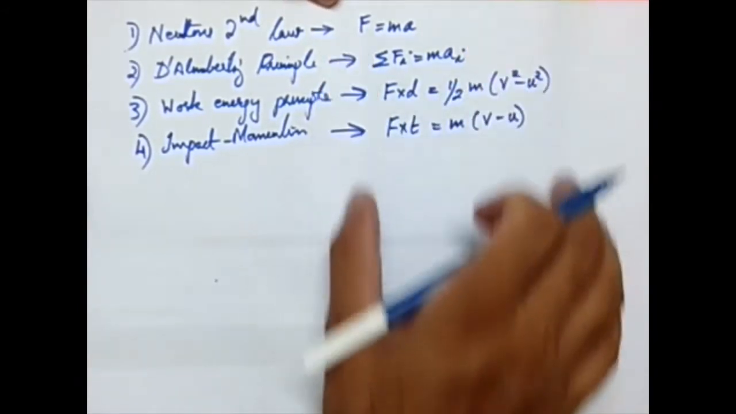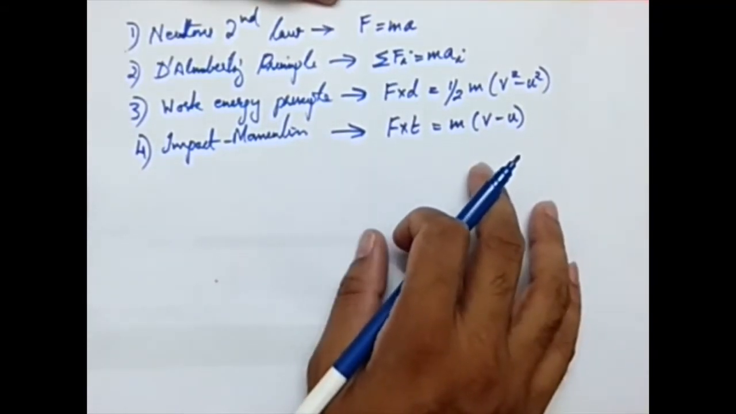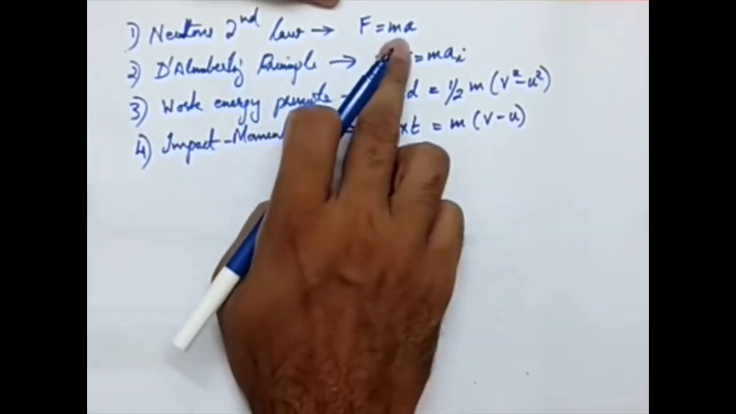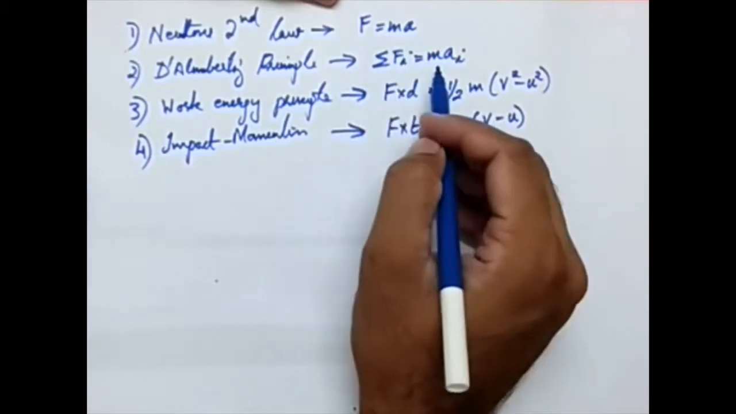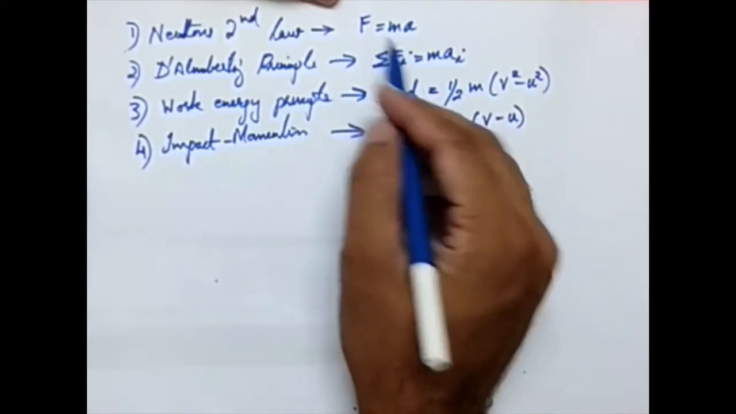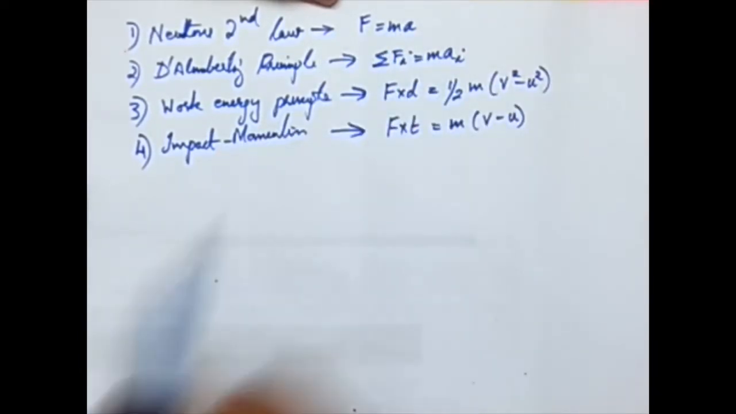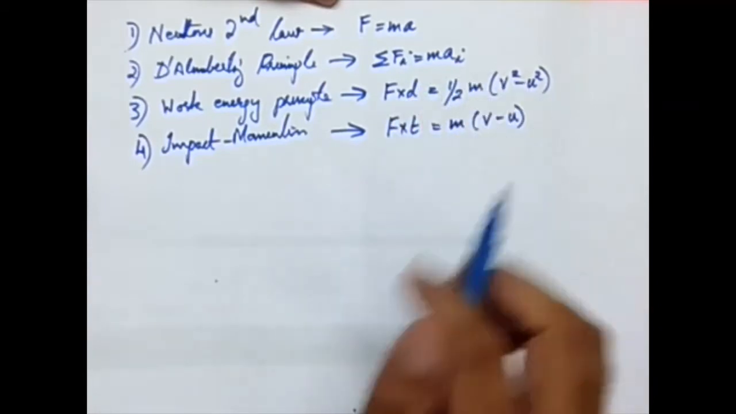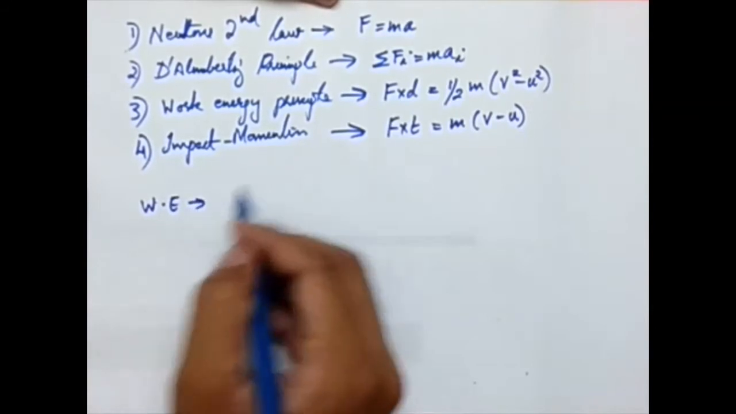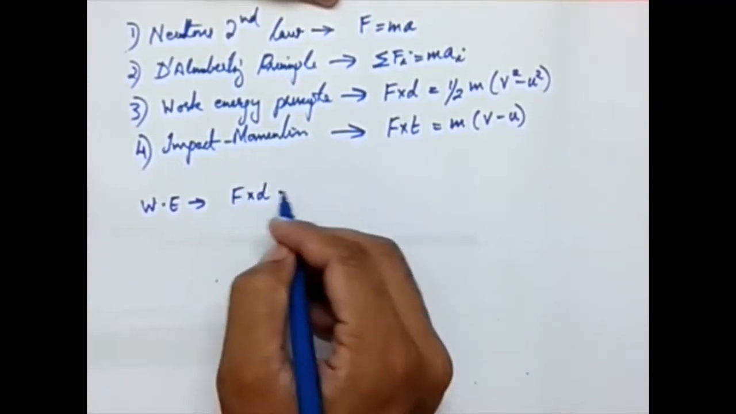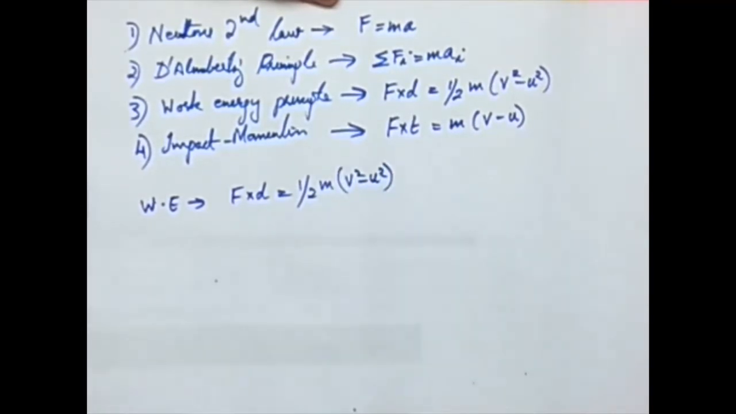When you see all these conditions, you should know that these are all derived from the basic equation, that is Newton's second law, F equal to ma. You can see there is a direct linkage between the D'Alembert's principle and Newton's second law, F equal to ma. Now we are going to talk about the work energy principle. The equation we have is F into d is equal to half m (v square minus u square).